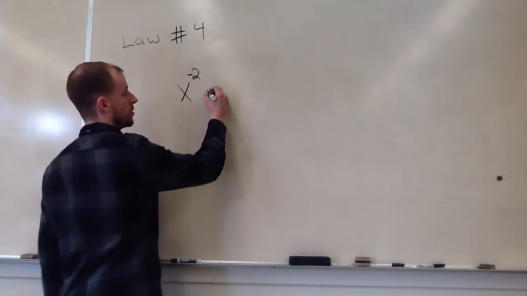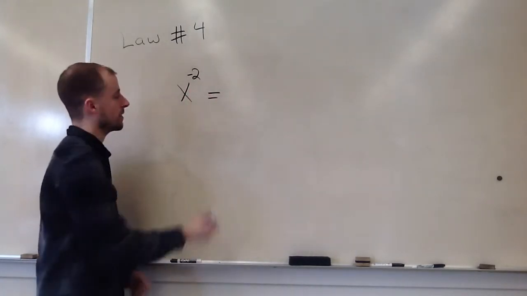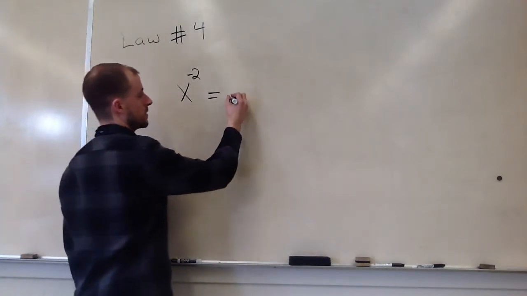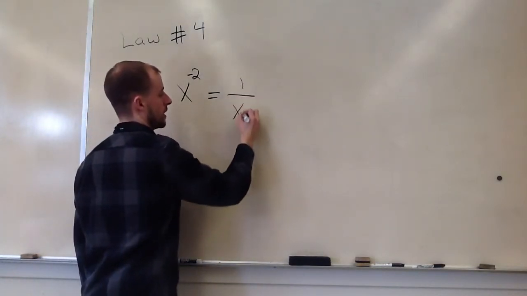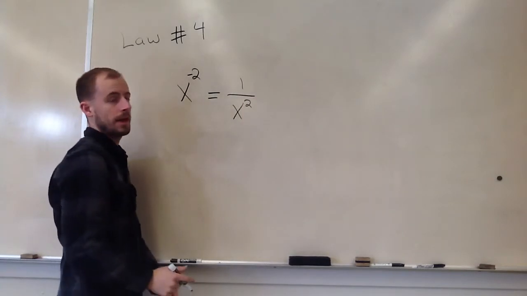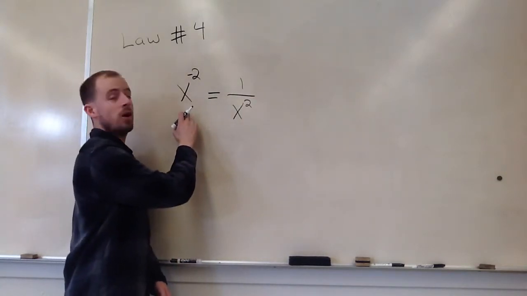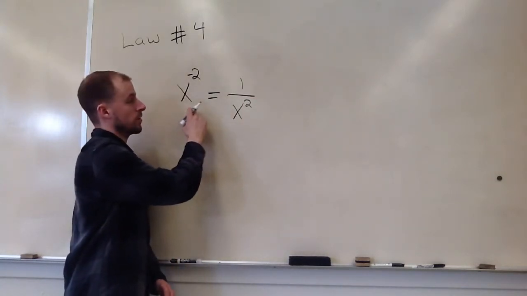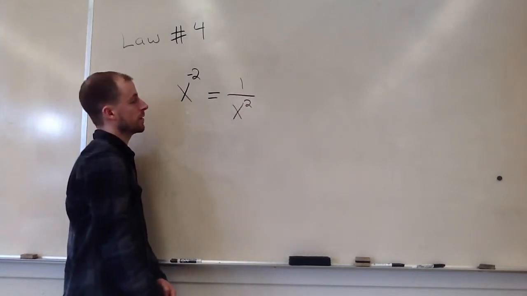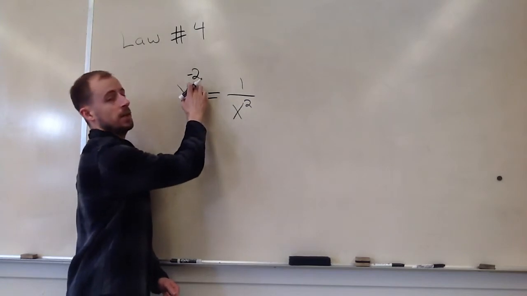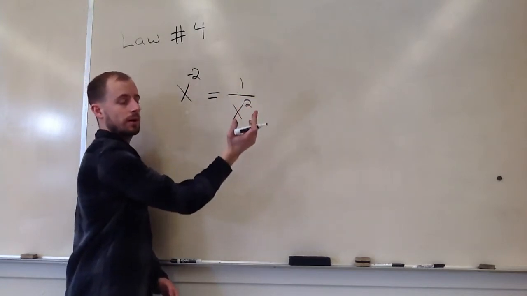The reason I want you to do that is because it doesn't make it negative. What this makes it is 1 over x squared. So it's on the wrong side of the road. If it's a negative exponent, it's on the wrong side of the fraction sign. So if it's a negative, flip it, is one way of looking at it.